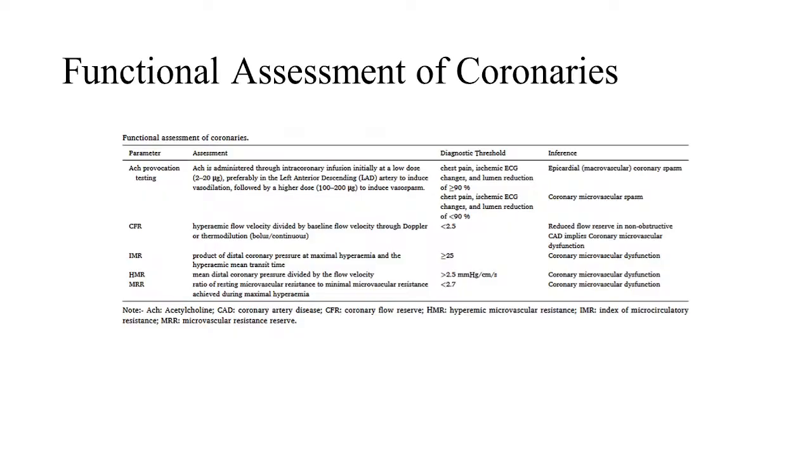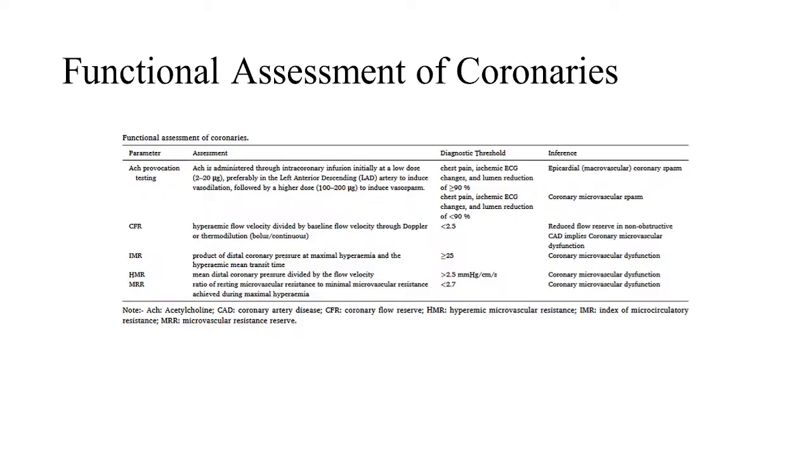And if that CFR is less than 2.5, they say that it is because of a microvascular dysfunction. Around 2.5 to 4 is the normal value of the CFR. So if it is coming less than 2.5, it is a coronary microvascular dysfunction if the patient is having non-obstructive coronaries together with an ischemic chest pain.